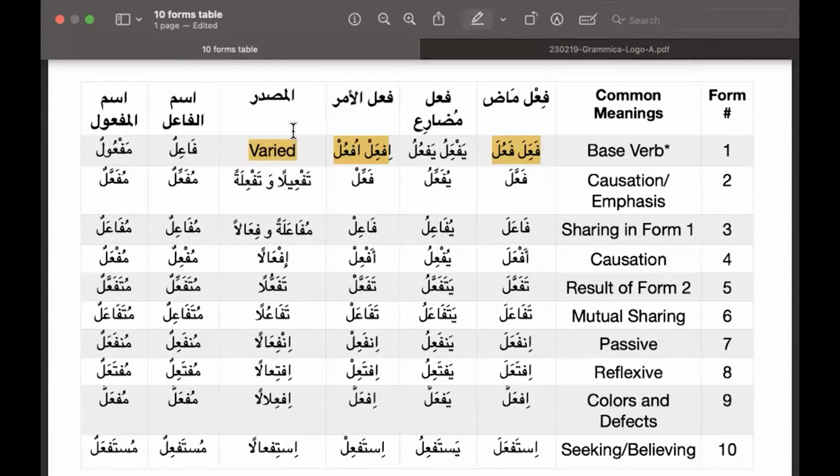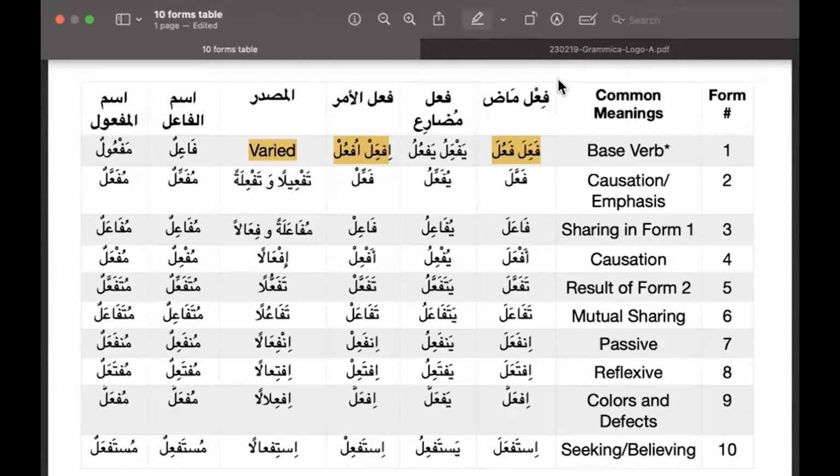So they're varied patterns. How do you know? How can you figure out what the masdar is? Can anyone tell me? How do I figure out what the masdar is of a form 1 verb? You can type it in the chat box. The masdar is a verbal noun. How can I figure out the verbal noun of a form 1 verb? Yeah, good, Fahad. Have a look in a dictionary, right? You have to look it up in a dictionary. It's near impossible to figure out the possible masdar pattern for a form 1 verb.